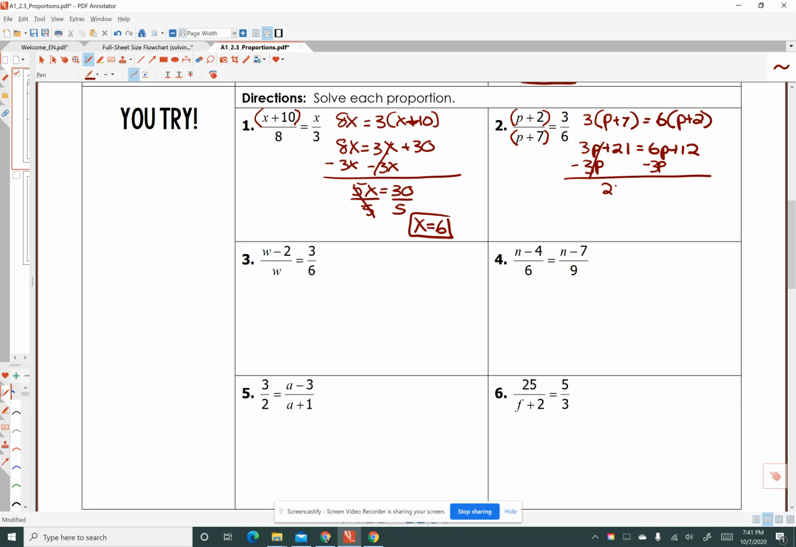That leaves us with 21 equals 3p plus 12. I'll subtract 12 from both sides. And that gives me 9 equals 3p. If I divide both sides by 3, p equals 3.